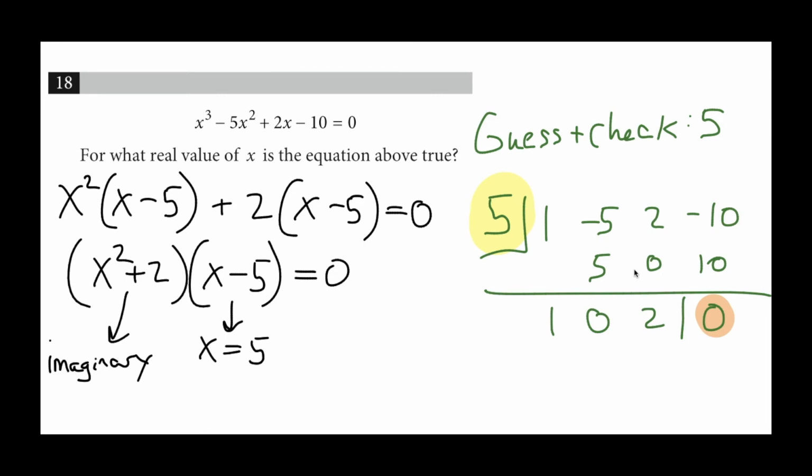And if you haven't done synthetic division, then I can show that to you, but I think the fastest way to do this is with grouping directly.